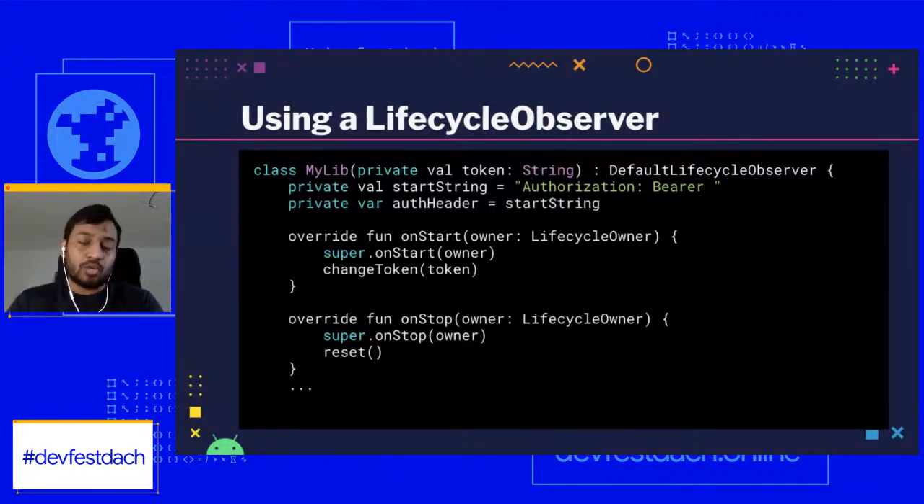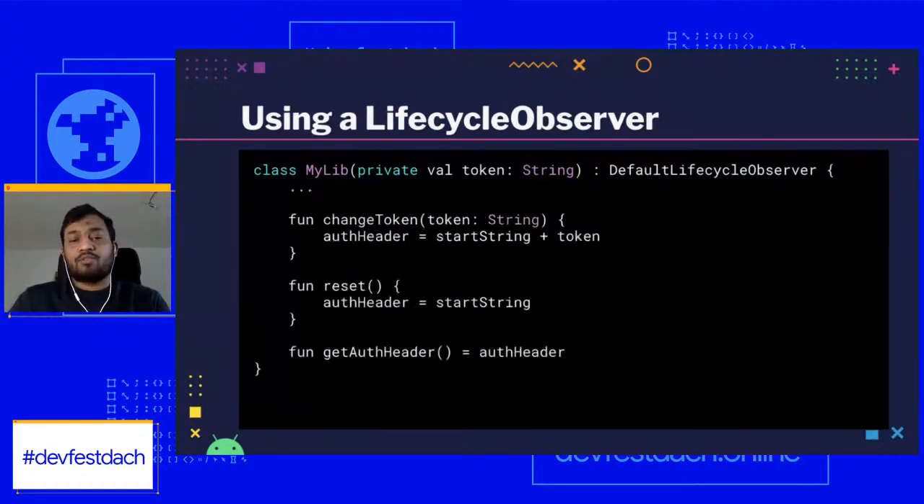This is a deferred version of how a library would initialize, meaning that it is not initialized as soon as your library loads up, but rather a token change would happen only when the lifecycle goes into the onStart state. There are a few more functions which look the same. There's a change token doing the same stuff. Reset is just bringing the auth header back, and then again the getter function that you already have.